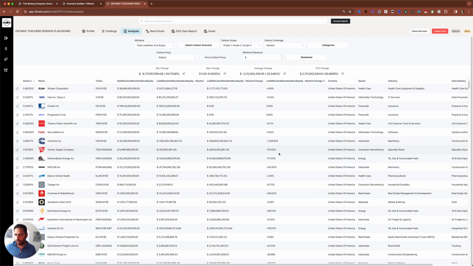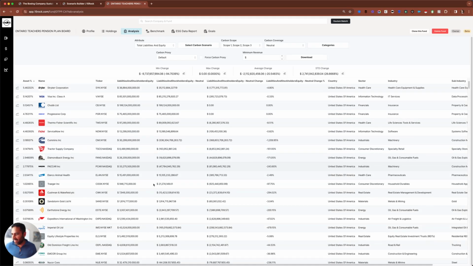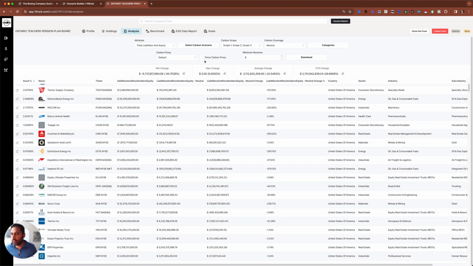So some of these are effectively anything over 100% is where the scenario liability on shareholder equity exceeds the value of the company. So 100% or greater is bad. And these companies, if you factor in climate, are effectively bankrupt. And you can see these are energy companies, and I don't know what this supply retail company is, but you can see that it's not good for these portfolios.